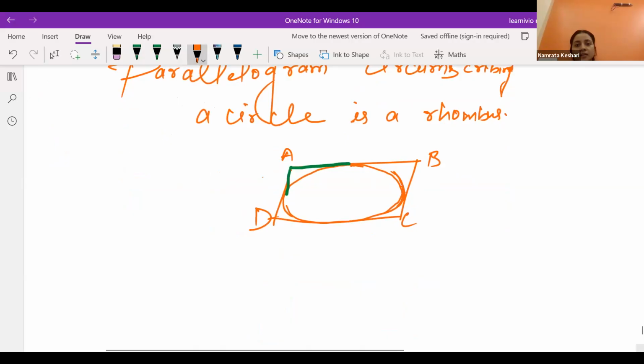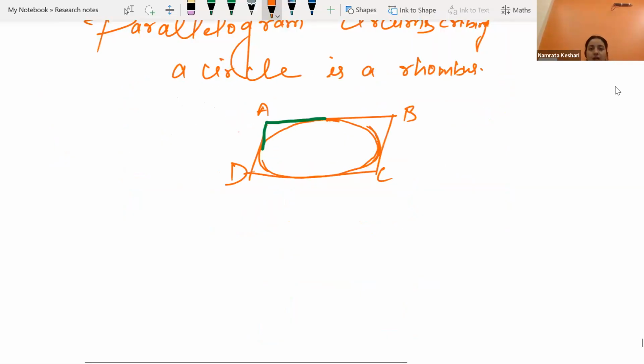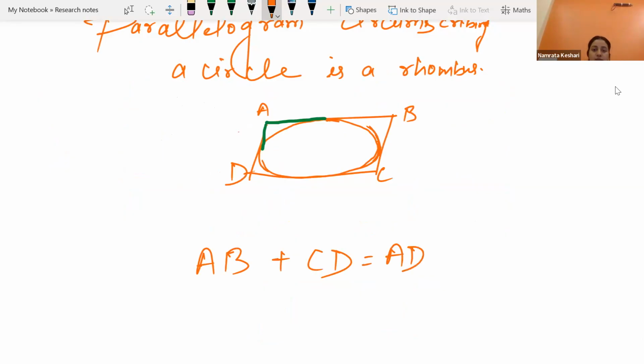Yeah, that's exactly what I was saying, but I didn't know the exact word to say. Yes, exactly. You both are correct. Okay. So can you recall? We have proved this theorem that AB plus CD is equal to AD plus BC by saying that from an external point.